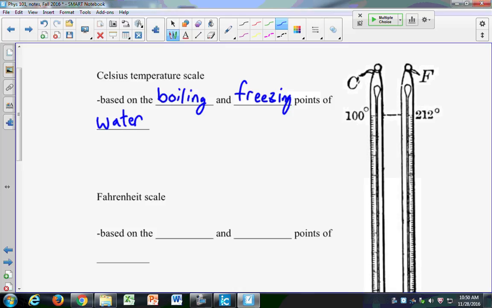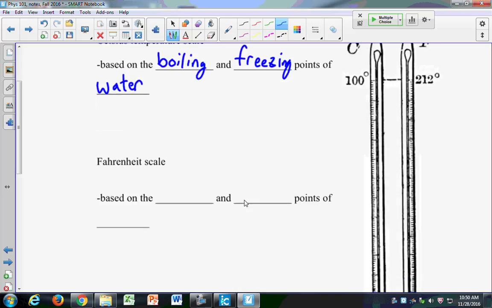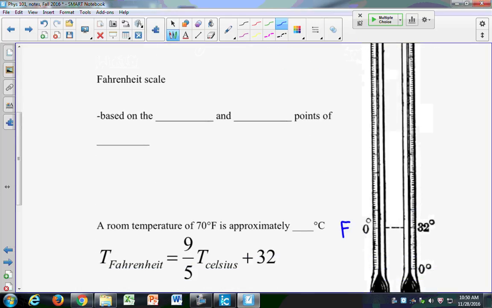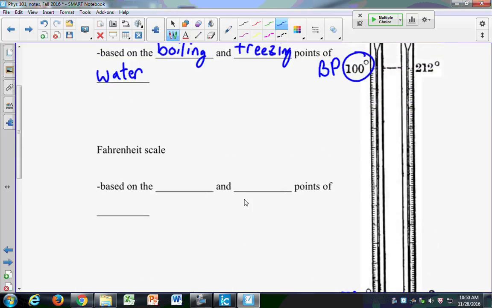So on the Celsius scale, we give the boiling point of water up here at 100 degrees Celsius. And then we have the freezing point of water down here at 0 degrees Celsius. And so we have this set distance between the freezing and boiling point of water, and there are 100 increments between them. And if you have 2 points on a scale, then you can set the temperature at any point. So we just base that on the boiling and freezing points of water.